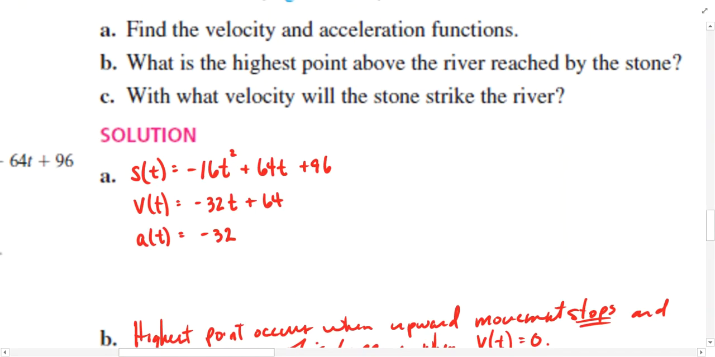So part A, find the velocity and acceleration functions. Well, this would be easy if you remembered or recognized that velocity and acceleration are simply derivatives of one another.